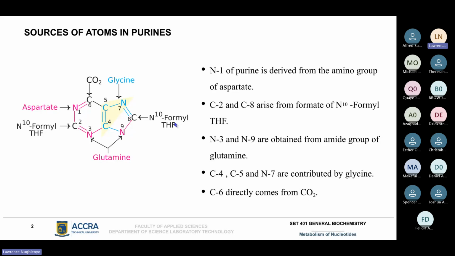Then we have N3 and N9, contributed by glutamine, another amino acid. Then we have N7, C4 and C5, contributed by glycine. That's another amino acid. C6 is directly contributed by carbon dioxide.